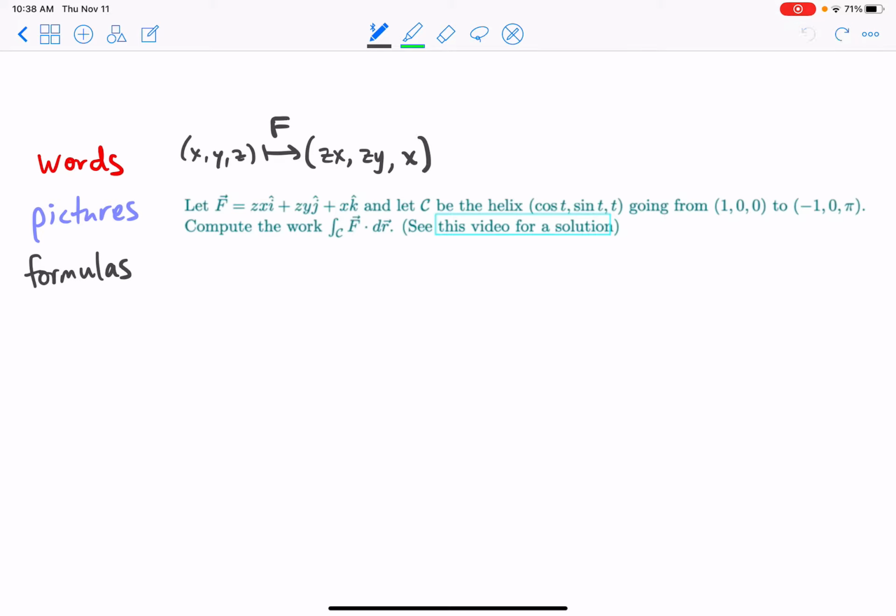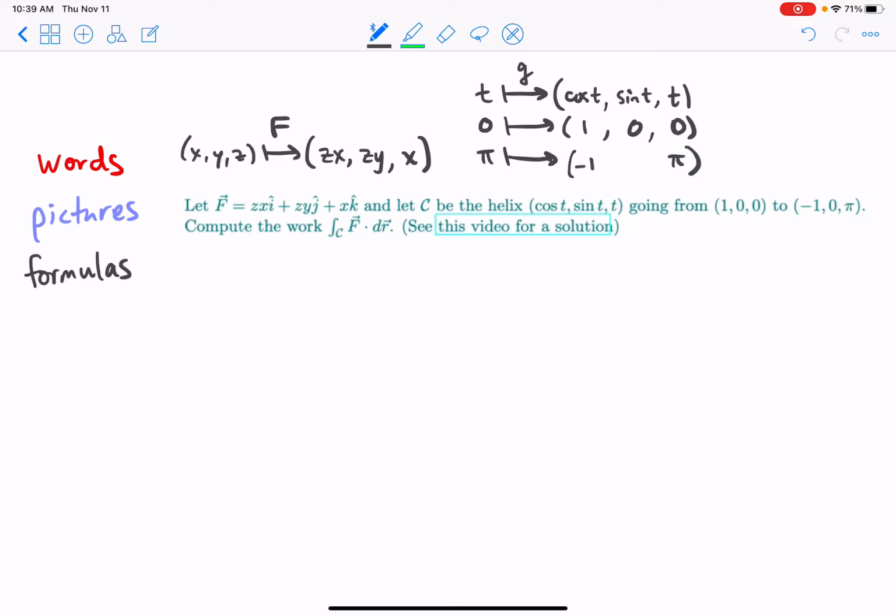And what does G do? Well, the map G sends t to the point cos t, sine t, t. So, for example, it sends the point t equals 0 to cos of 0 is 1, sine of 0 is 0, and t is 0. And it sends pi, because there's the pi there. And what's cos of pi? Yes, it is -1, and sine of pi is 0.